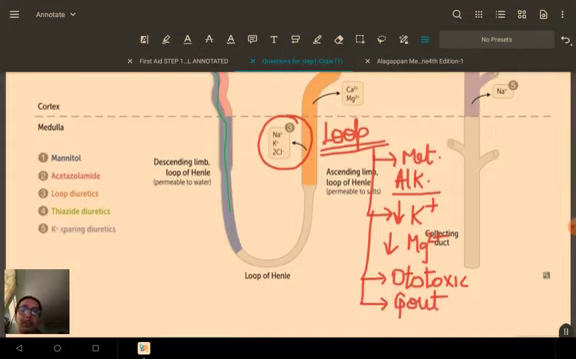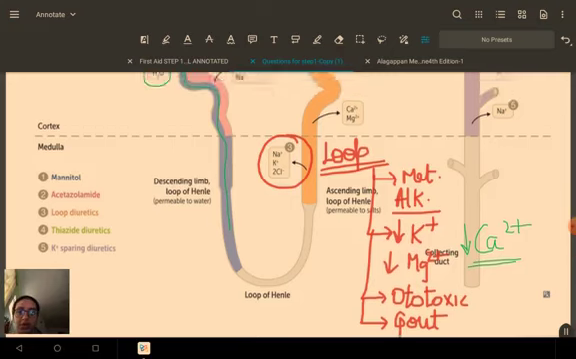Another thing is that they decrease calcium. Very important thing is that they decrease calcium. Loop diuretics lose calcium and they can cause hypocalcemia. Therefore, it could be a very useful drug in which condition? Hypercalcemia. They are very useful drugs for hypercalcemia. That's about the loop diuretics.